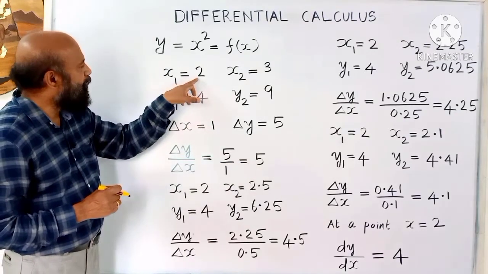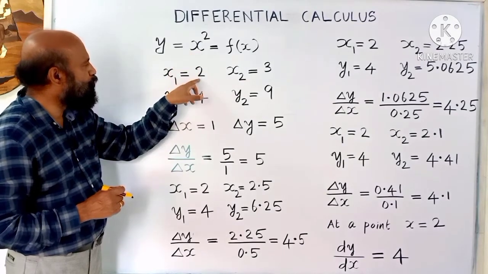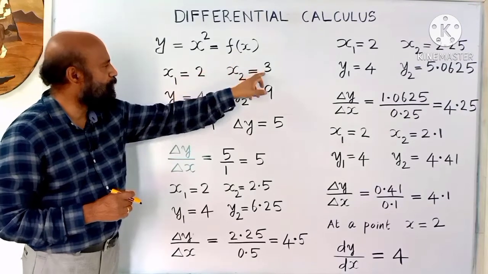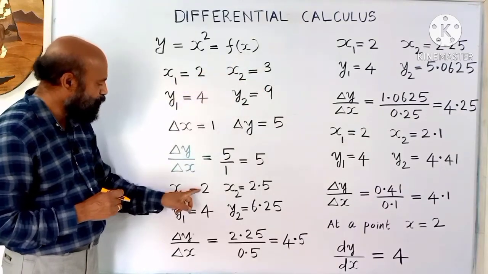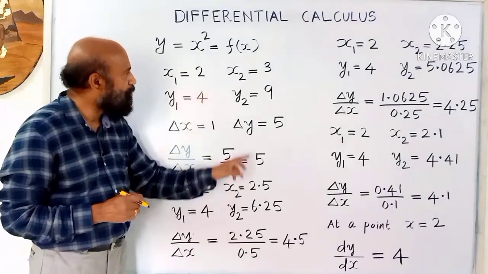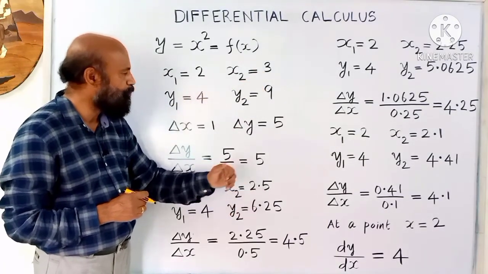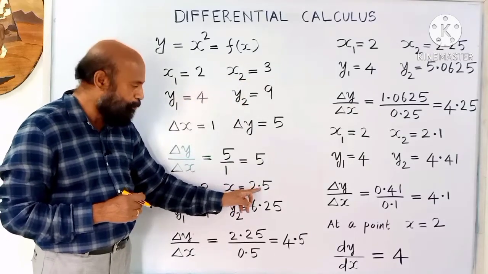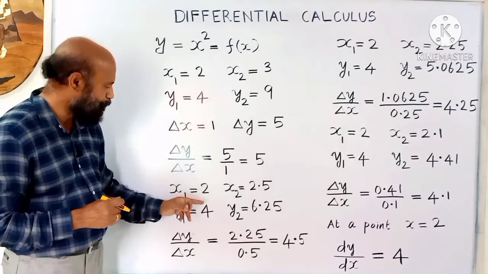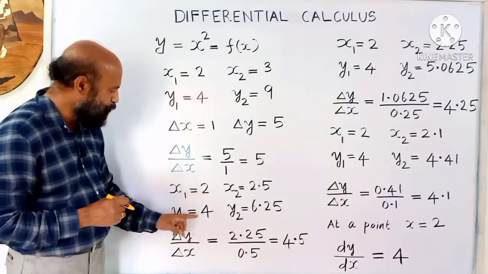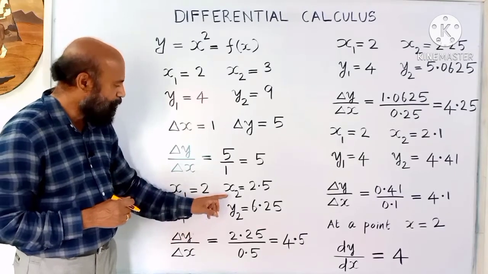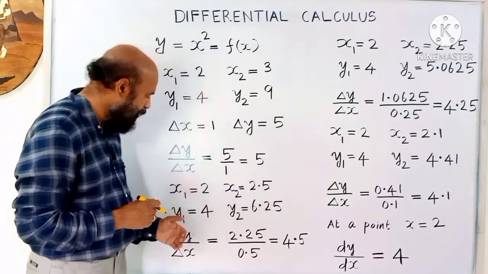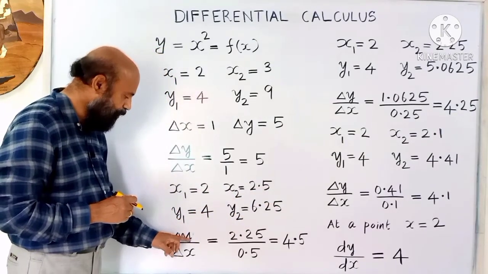At first we took x1 as 2, and the value of x changed from 2 to 3. Next, again you take x2, but instead of 3, now you take 2.5. So we are coming closer to 2. When x is 2, y is 4, that is y1 is 4. When x2 is 2.5, y2 is 6.25. Again you calculate delta y by delta x.